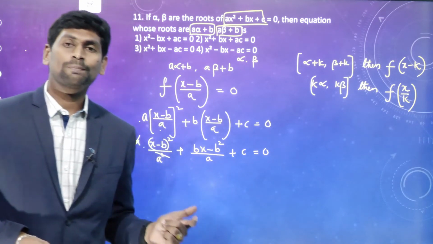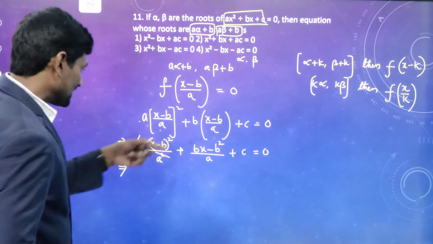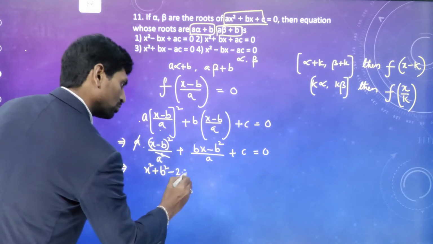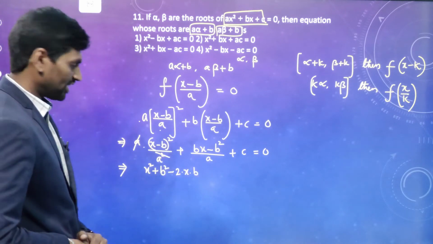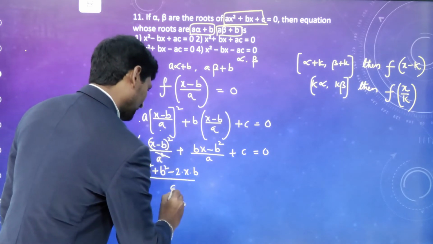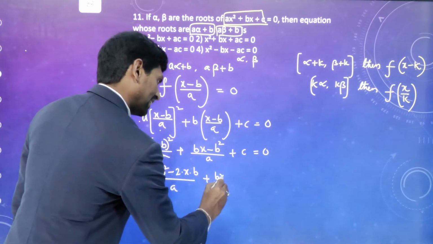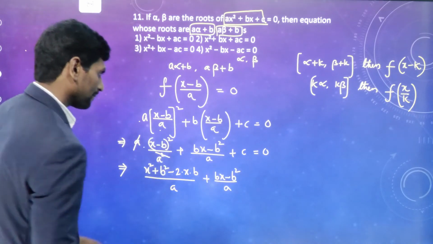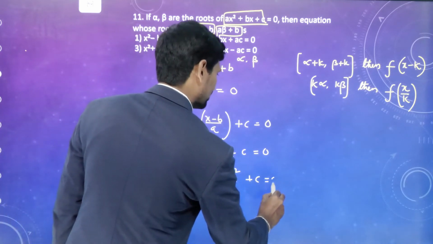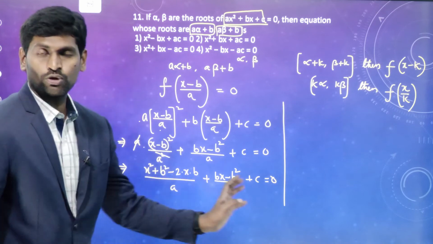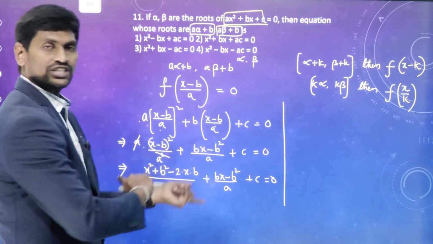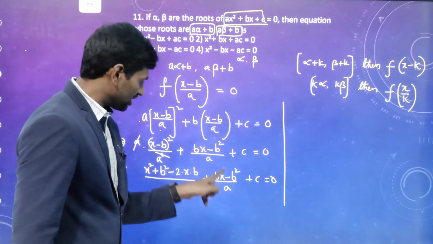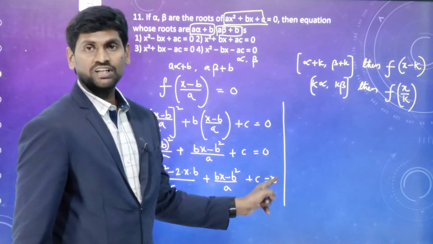Yes, very good. a square plus b square minus 2ab. Just apply here: x square plus b square minus 2xb. Denominator: a plus bx minus b square divided by a. It is also having the denominator a, plus c equal to 0. Now just multiply the entire equation with a, that means multiply a with both sides. Here numerator a, denominator a cancel. Second term also, numerator a, denominator a cancel. Third term, a into c becomes ac.